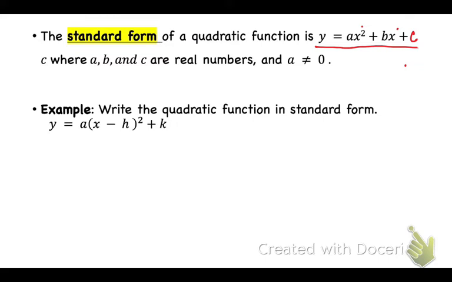But we're going to work on going from vertex form to standard form first. Okay, so what we have had is the vertex form. Y equals a times the quantity x minus h squared plus k. That's what we've had. This is vertex form. Now we want it in standard form. So I need to expand this. So what math do I have to do first?